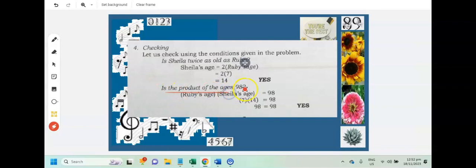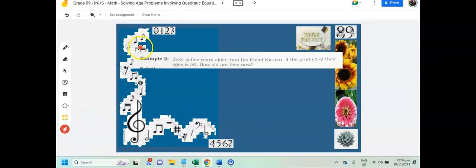Now, is the product of the ages 98. So we have this equation, Ruby's age times Sheila's age is equal to 98. And then substitute, Ruby's age is 7, Sheila's age is 14. 7 times 14 is indeed 98. So we arrive at a true statement. So, sakto ang atong answer.